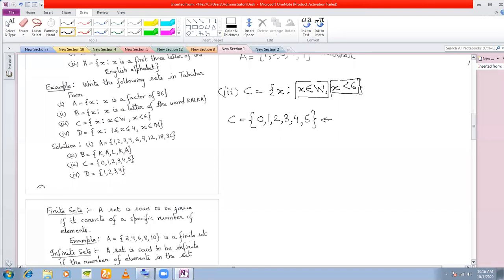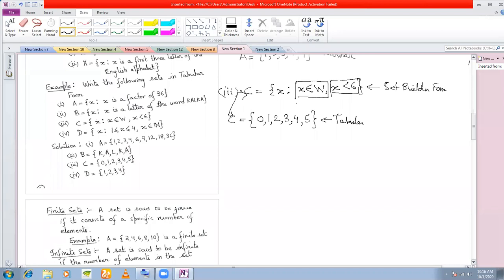So this is the tabular form, and this C has been written in your set builder form. They are the same sets, C and C, they are the same sets, except that they have been expressed in two different manners. Now, the question here is that you will ask, if I can write a set in tabular form, then why should I write in set builder form? See, the set builder form is actually very useful when we are dealing with infinite sets.